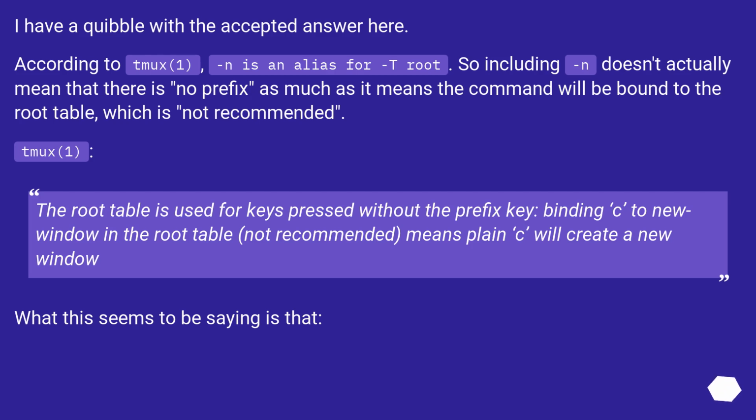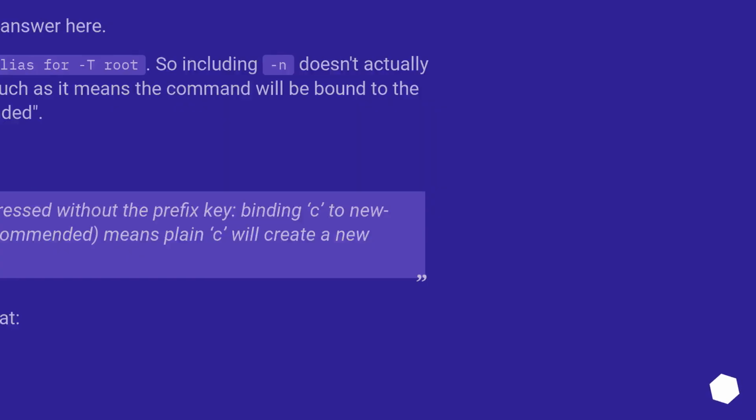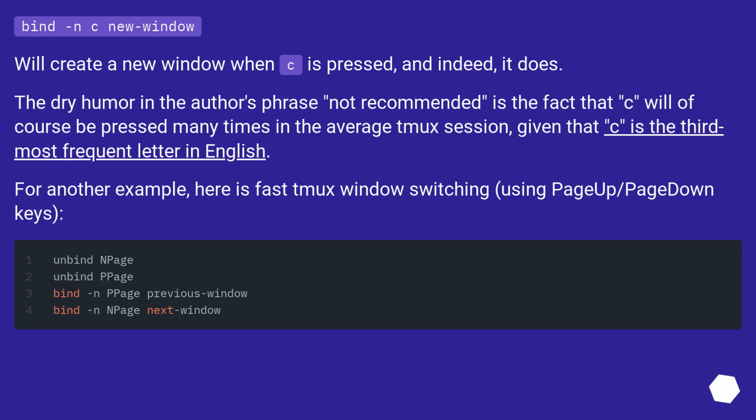Binding C to new-window in the root table, not recommended, means plain C will create a new window. What this seems to be saying is that bind -n c new-window will create a new window when C is pressed, and indeed, it does. The dry humor in the author's phrase not recommended is the fact that C will of course be pressed many times in the average tmux session, given that C is the third most frequent letter in English.